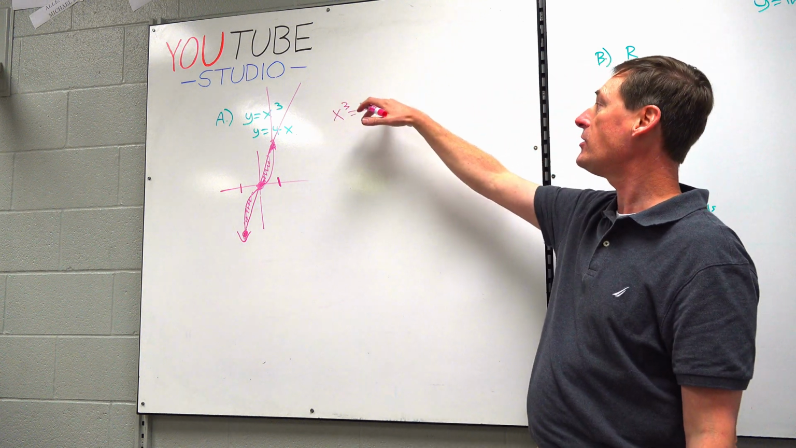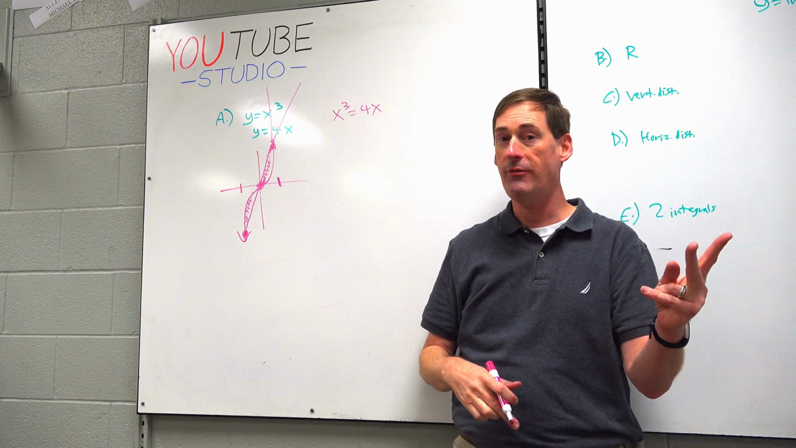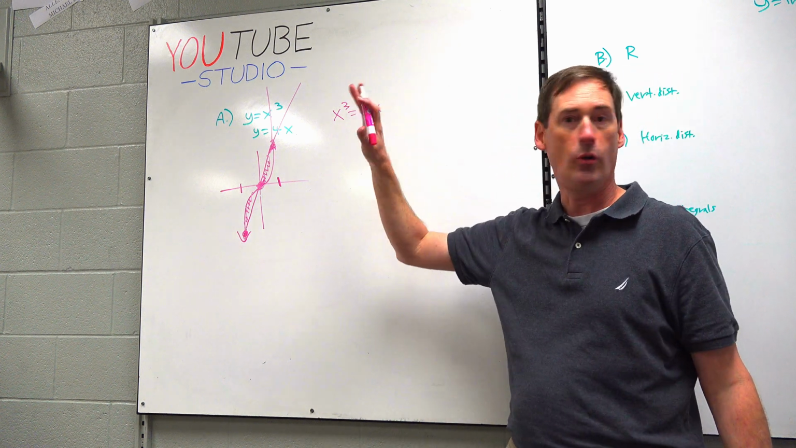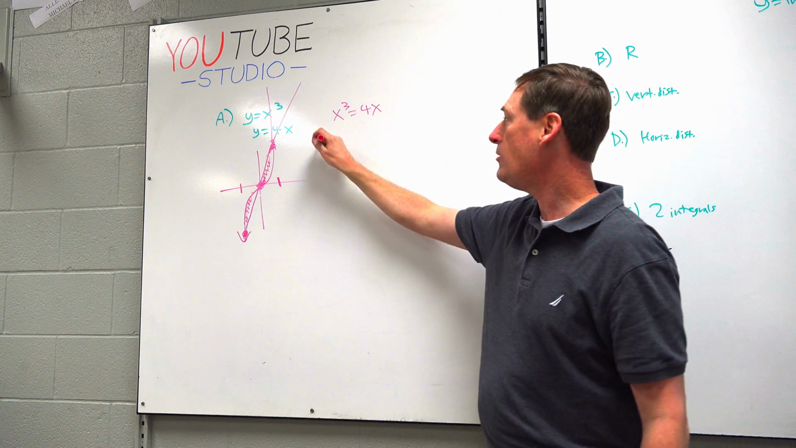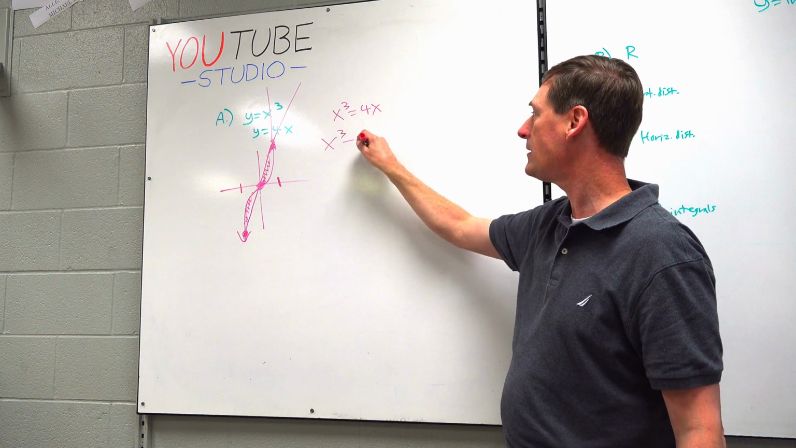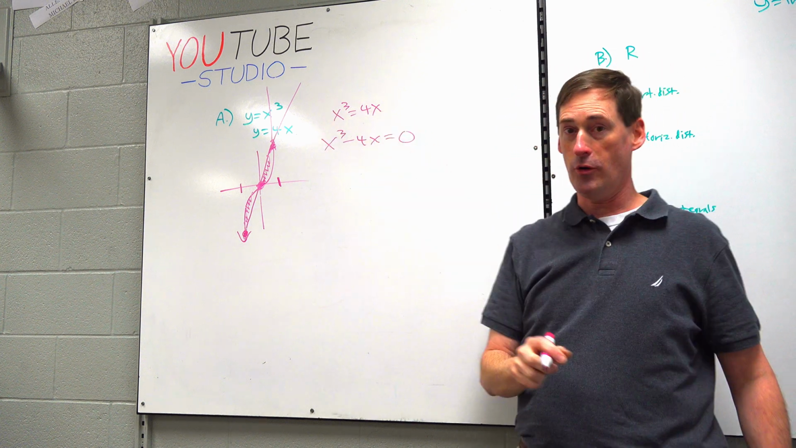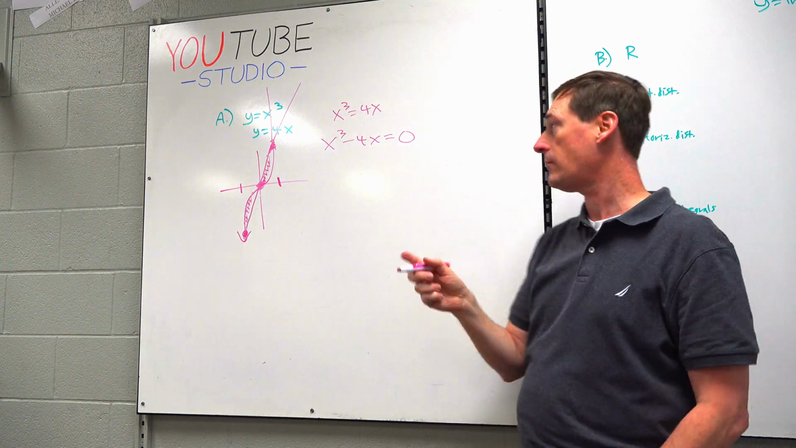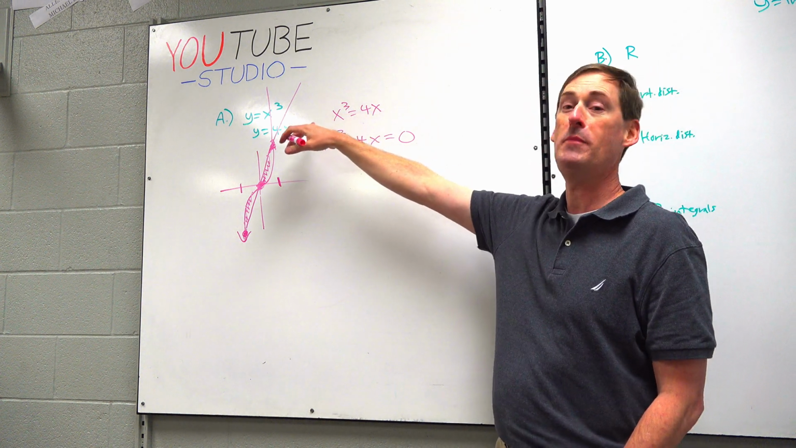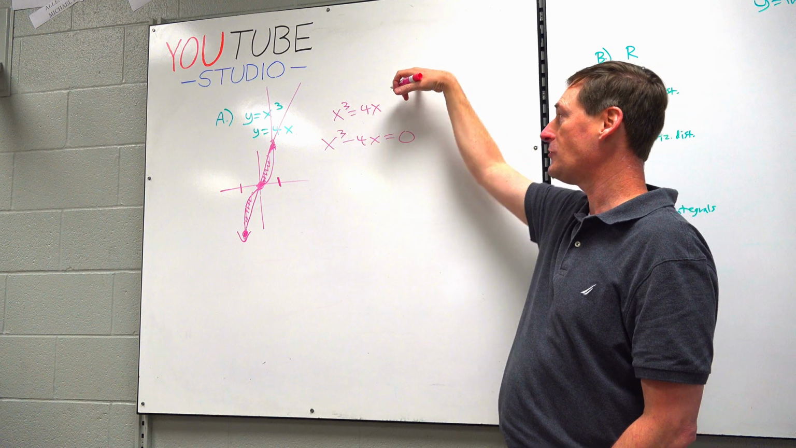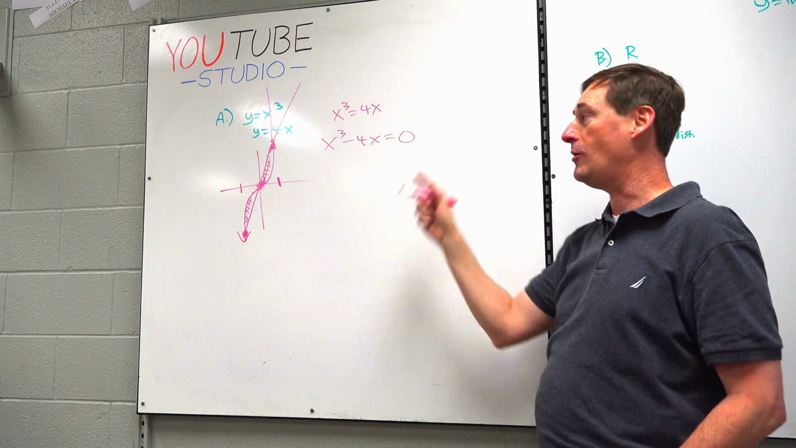X cubed, x to the first. 2 different powers of x. You don't divide both sides by x. You must subtract the 4x and get it equal to 0 to truly get all the solutions, okay? And the highest power should be kept positive. That's why I subtracted the 4x, not the x cubed.